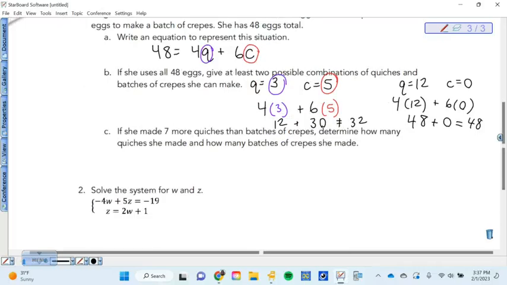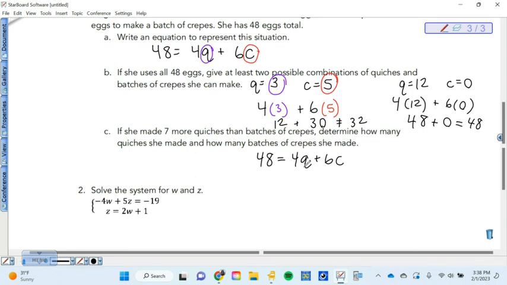And then what about for C? For C, we need to write a second equation. What's my second equation going to be? I'm going to use this top equation, 48 equals 4Q plus 6C. What's my other equation I can use from this information they give me? Say that again. Yep, I got that equation. What's my second equation? I see it over there written in green.